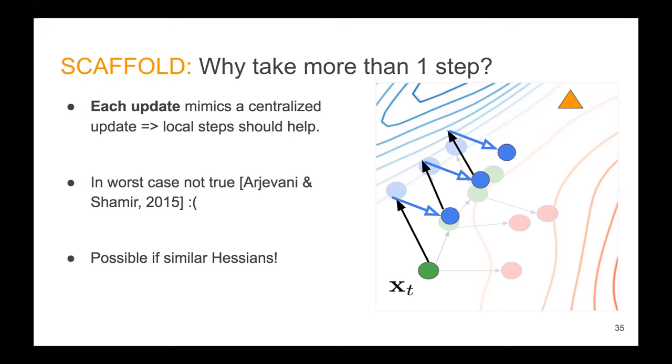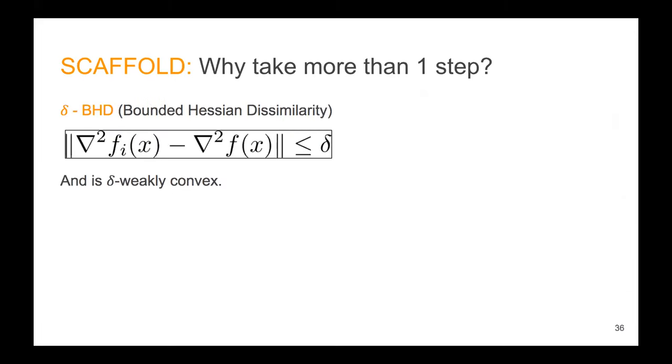This can actually be proved. This was the work of Arjevani and Shamir. But if you actually have a lot of client similarity, then perhaps you might be able to beat SGD, and then taking more than one step might be useful. To try to formalize this, we can think about how similar the Hessians of the loss functions are, and see if we can come up with some argument based on similarity of Hessians. We were not able to do it for general loss functions, but for quadratics we were able to say something interesting.